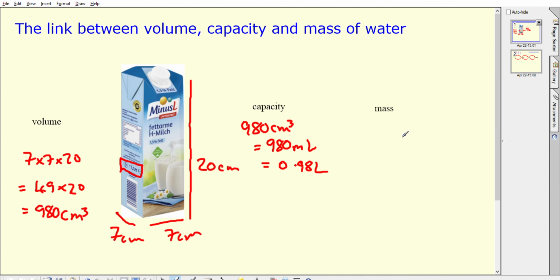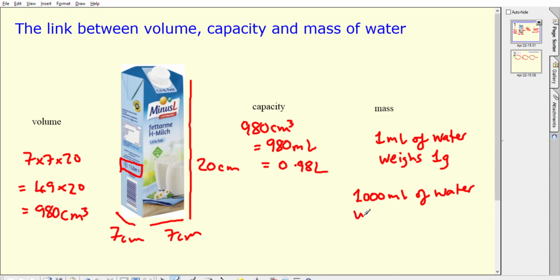It turns out that for water, 1 milliliter of water weighs 1 gram, and so 1,000 milliliters of water weighs 1,000 grams, which is 1 kilogram.